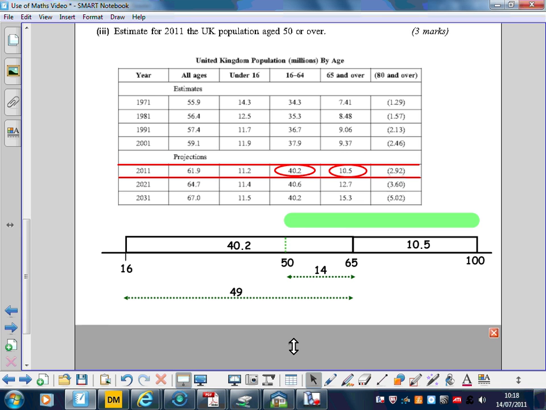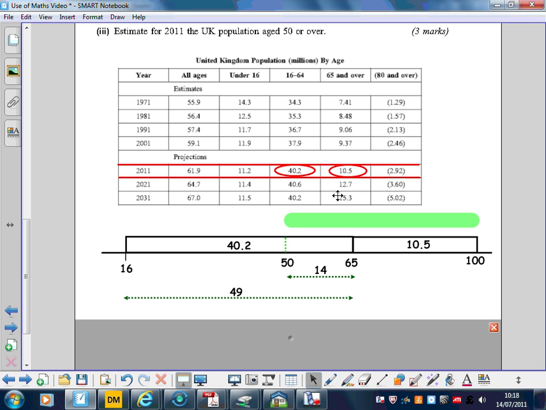Now what I've done below is I've illustrated it on a number line. So if we have a look at how it relates to our table, for the number of people between 16 and 64, there are 40.2 million. So I've got this going from 16, and you actually need to go up to 65 because you're 64 right up until the very day before your 65th birthday. And I've popped our 40.2 in a block there. And then for the 65s and over, which of course includes the 80 and overs, I've made a separate little block with the 10.5 there.